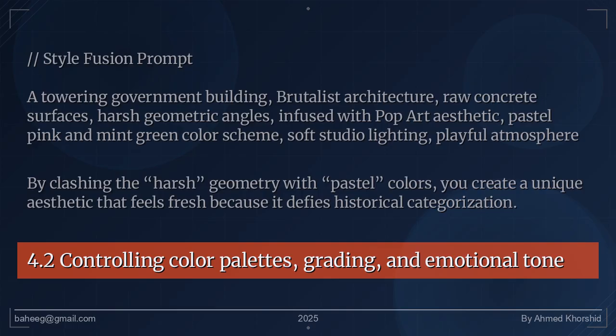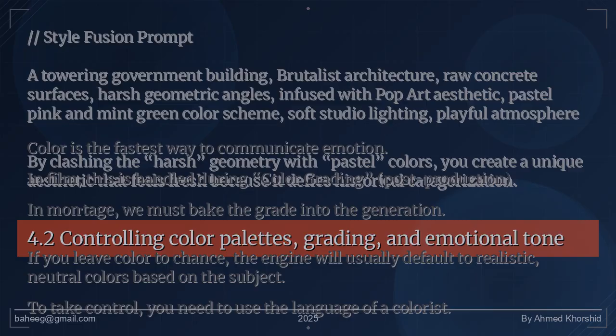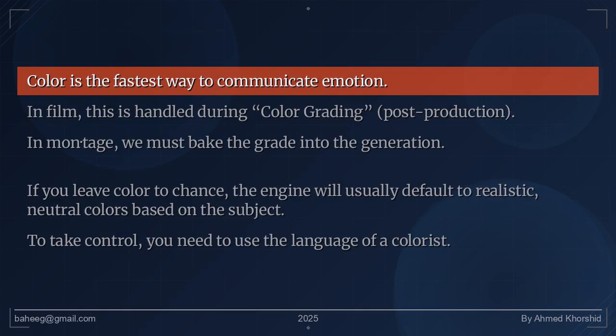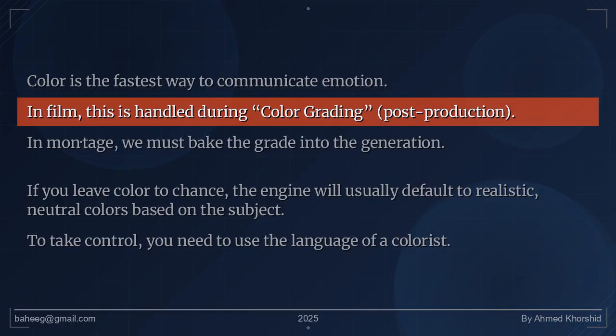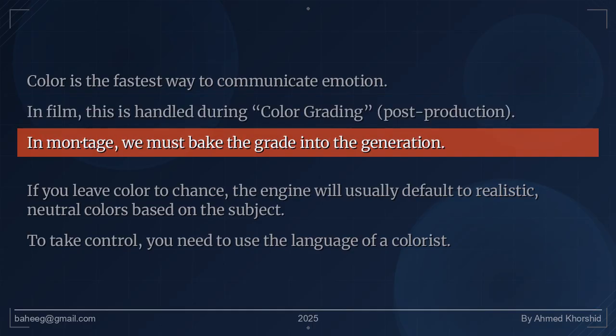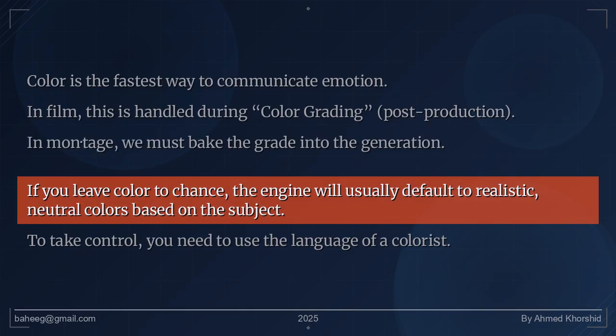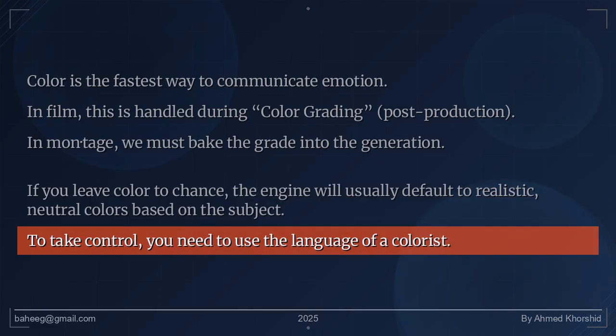4.2 Controlling color palettes, grading, and emotional tone. Color is the fastest way to communicate emotion. In film, this is handled during color grading, in post-production. In Midjourney, we must bake the grade into the generation. If you leave color to chance, the engine will usually default to realistic, neutral colors based on the subject. To take control, you need to use the language of a colorist.